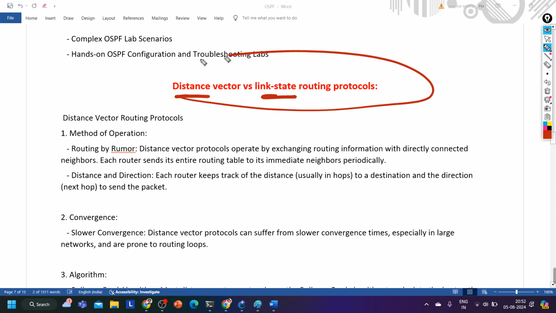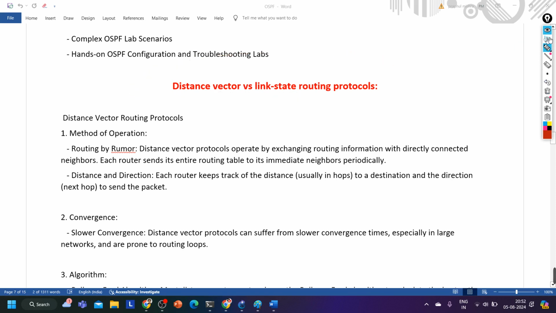Should I discuss the differences between distance vector and link state again, or can I start the OSPF routing protocol directly now? Tell me.